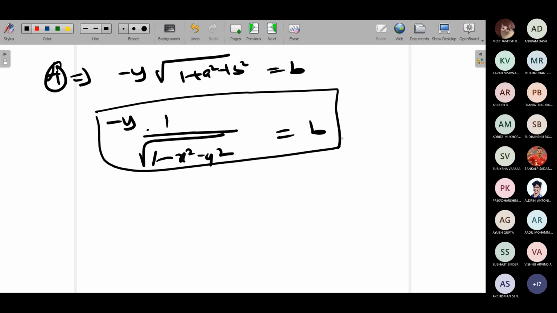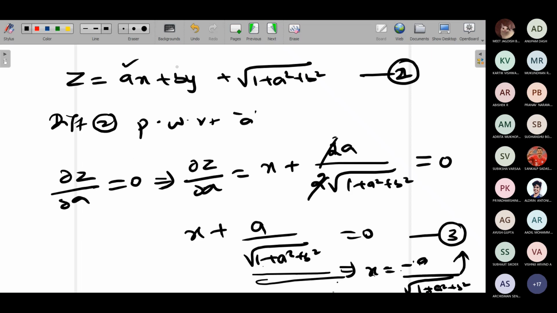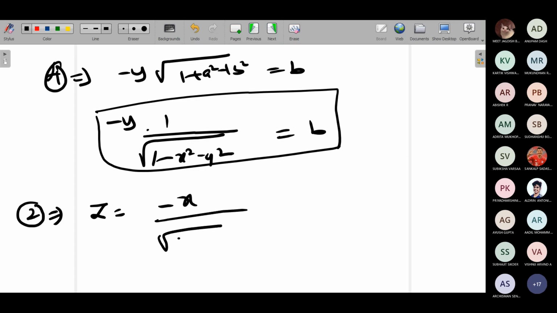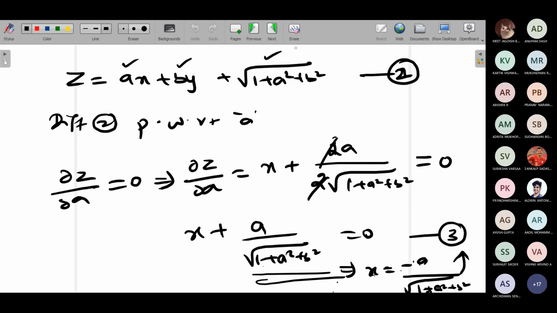Now what is our aim? Once you know the value of a and the value of b, you can directly substitute in equation number 2. We have got the value of a, we have got the value of b, we have got the value of root of 1 plus a square plus b square. Now we will substitute it. So equation number 2 implies z is equal to ax plus by. What is my a? My a is minus x by root of 1 minus x square minus y square.